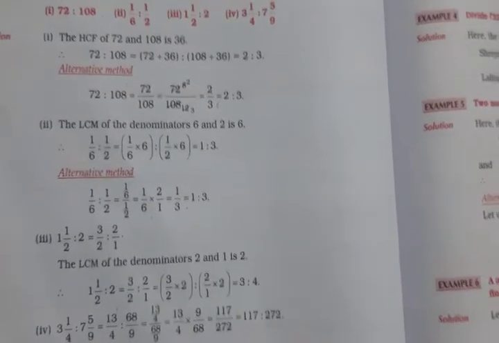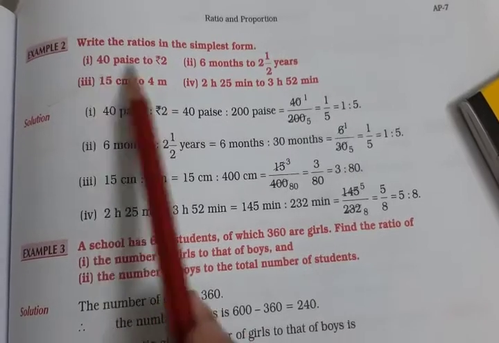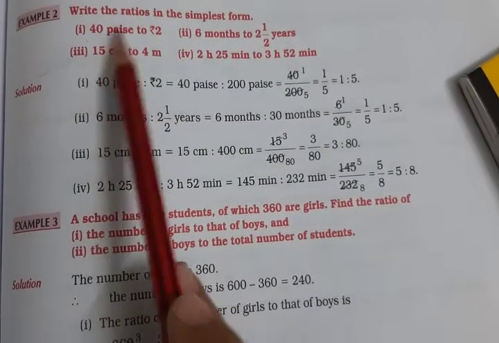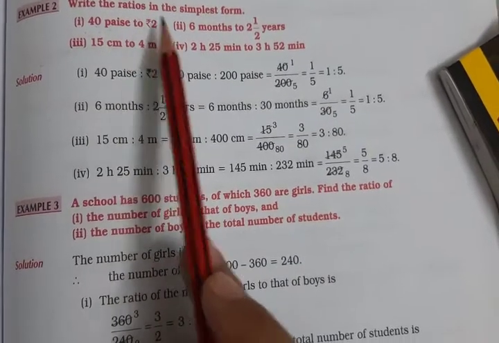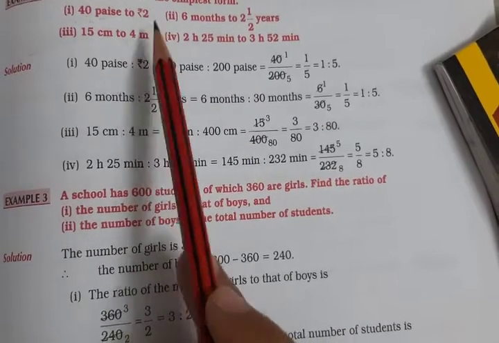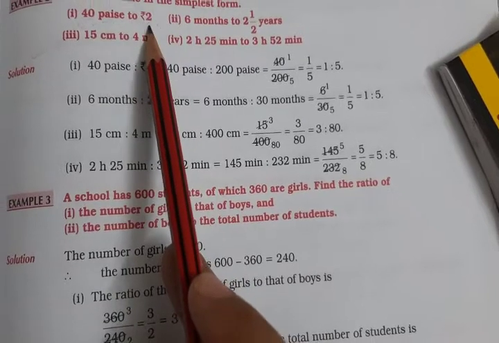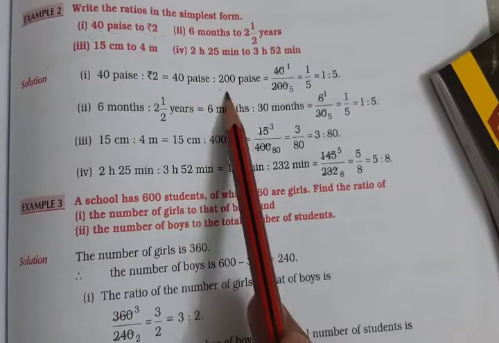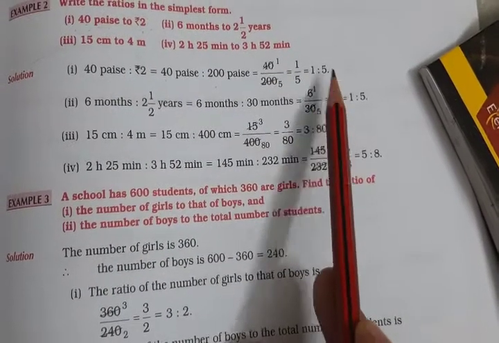Next example: write the ratio in the simplest form. First example, 40 paisa to ₹20. This is in paisa and this is in rupees, so firstly we will convert this into paisa. 1 rupee is equal to 100 paisa, that means 2 rupees is equal to 200 paisa. We will write 40 paisa ratio 200 paisa. Then 40/200 is the answer 1:5.